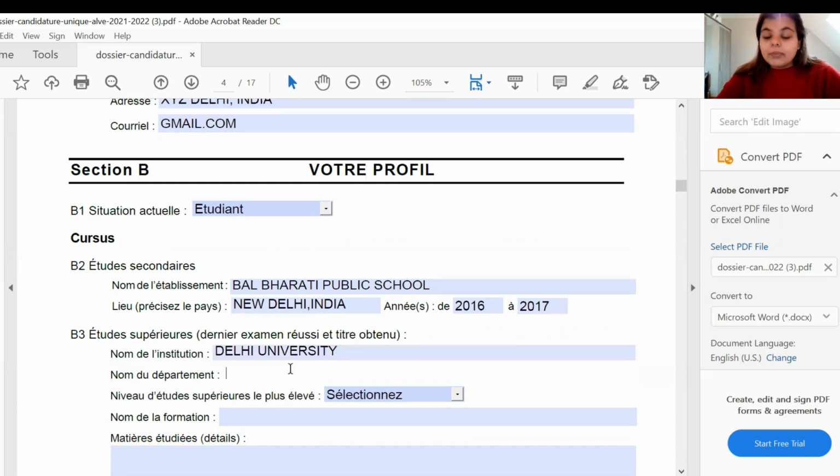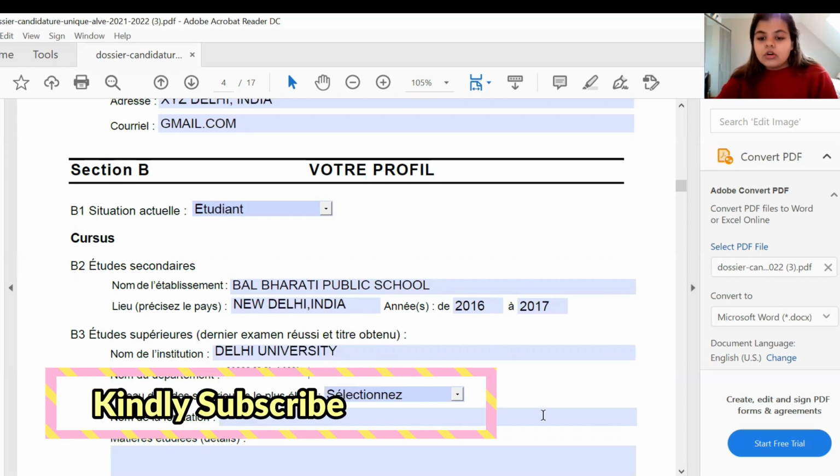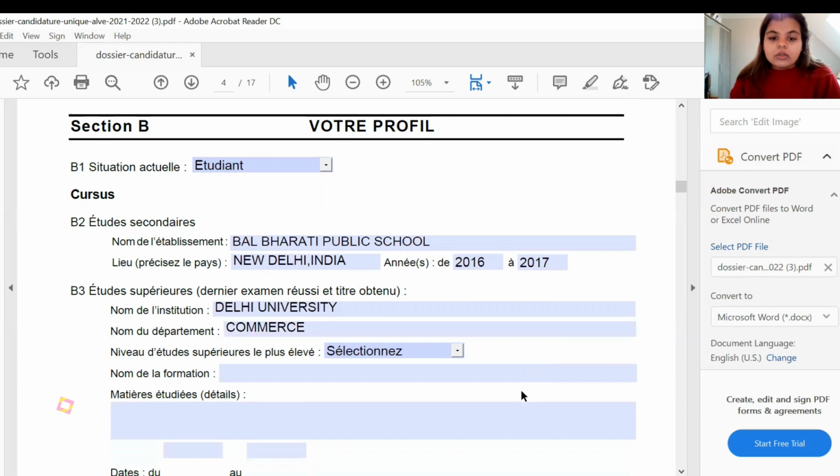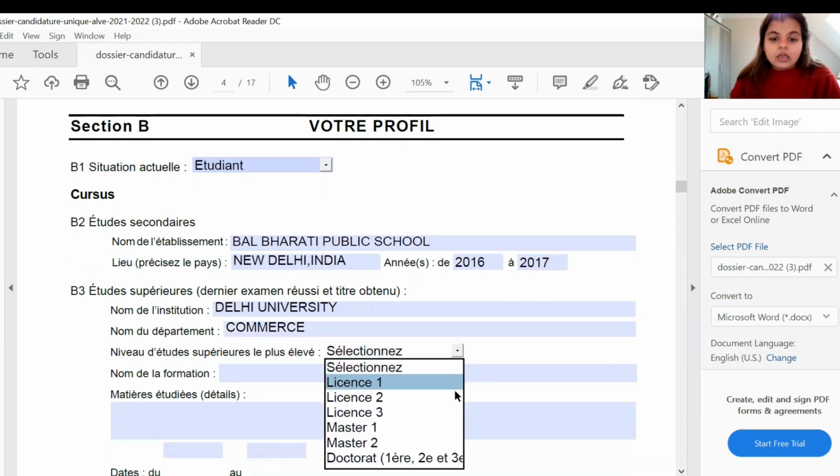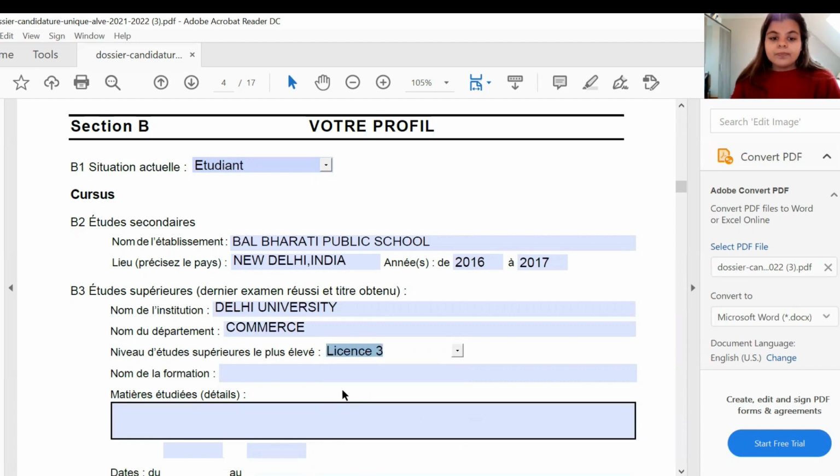Then you write the name of the department. That means it was commerce or medical or arts, whatever your domain was, or sports, whatever. Then you write which was the latest level. For example, if you are in graduation second year, then you write licence 2. I completed my graduation, so I'll write licence 3. If you are in master's first year, second year, you have to choose accordingly, right? So I'm going to do licence 3.